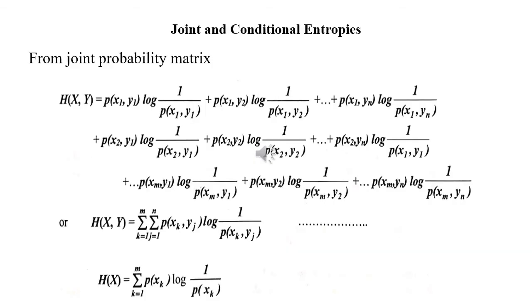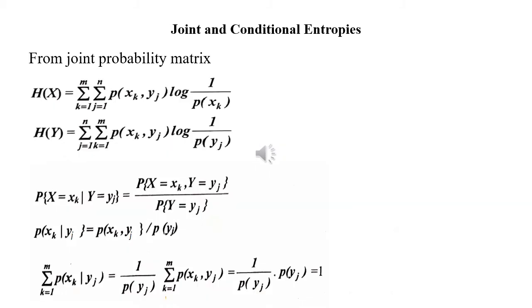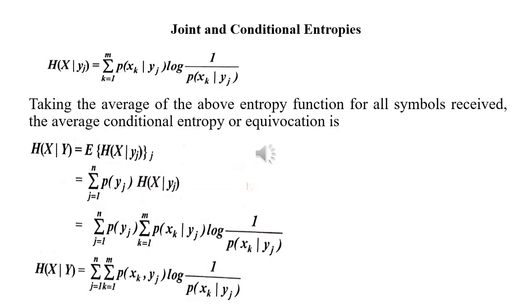Joint entropy can be defined from the joint probability matrix, and the source entropy can be defined from the source symbol probability set. From the joint probability matrix we can also find the source entropy H(X) and the receiver entropy H(Y). And from the Bayes theorem we can show that the summation of p(xk|yj) equals 1. Taking the average of the entropy function H(X|yj), the equivocation H(X|Y) can be obtained.